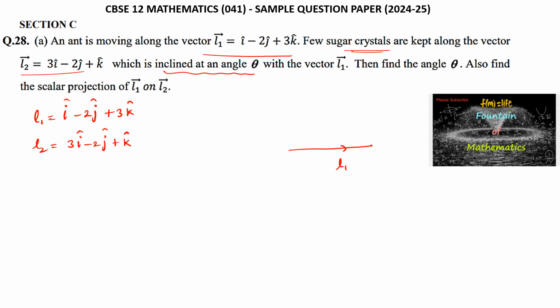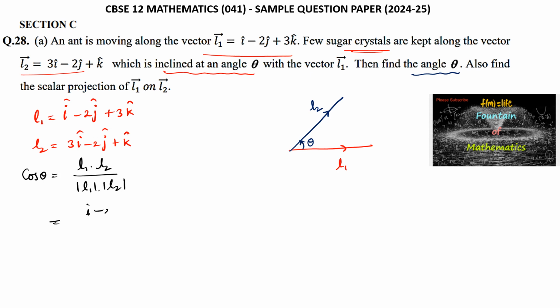So let us consider L2 is another vector which is inclined at an angle theta, means the angle between the two vectors is theta here. Then find the angle theta. Also find the scalar projection of L1 on L2. So first let us find the angle. If theta is the angle between the two vectors, then we have cos theta is equal to L1 dot L2 divided by mod of L1 into mod of L2.